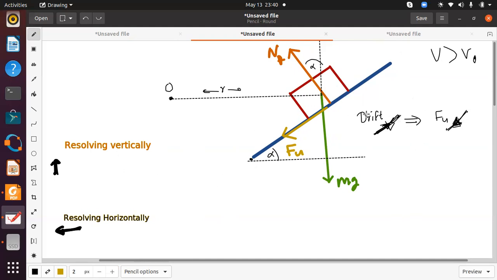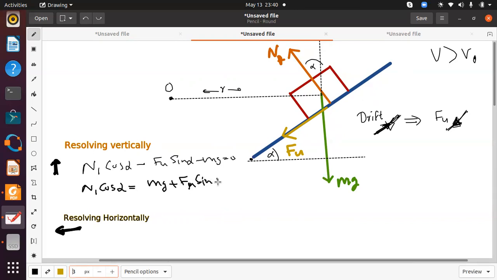Okay. Now these are the forces all acting on the vehicle at that moment. So let's resolve vertically. When you do that, N1 cos alpha minus F mu sine alpha minus mg equals 0. This means N1 cos alpha is equal to mg plus F sub mu sine alpha.